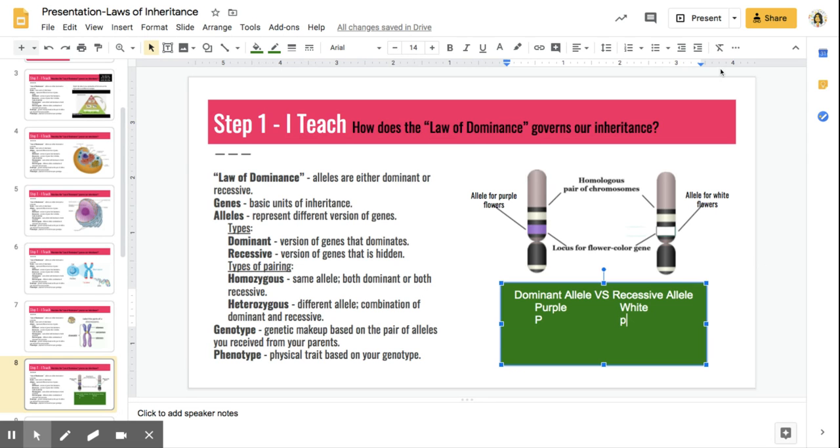So in the next video, we're gonna discuss the types of pairing of these alleles. And you will see why one of these dominates and one of these is hidden.